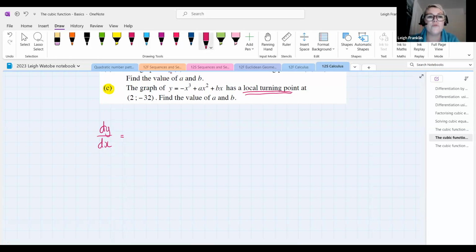So we'll just run through quickly what you would do in this particular situation. So you would derive it, like you said. That would give you minus 3x squared plus 2ax plus b.